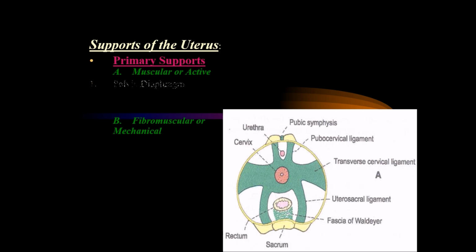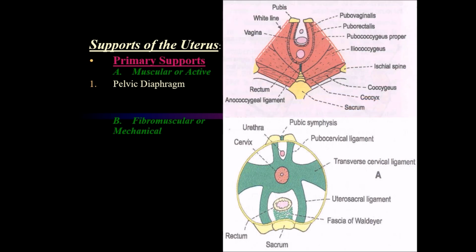So what are the muscular ligaments or the supports? One is a very important diaphragm below, that is called the pelvic diaphragm, a very important muscular diaphragm which is supporting the rectum as well as the vagina and all the structures in the perineum. So all these muscles together are called the pelvic diaphragm.